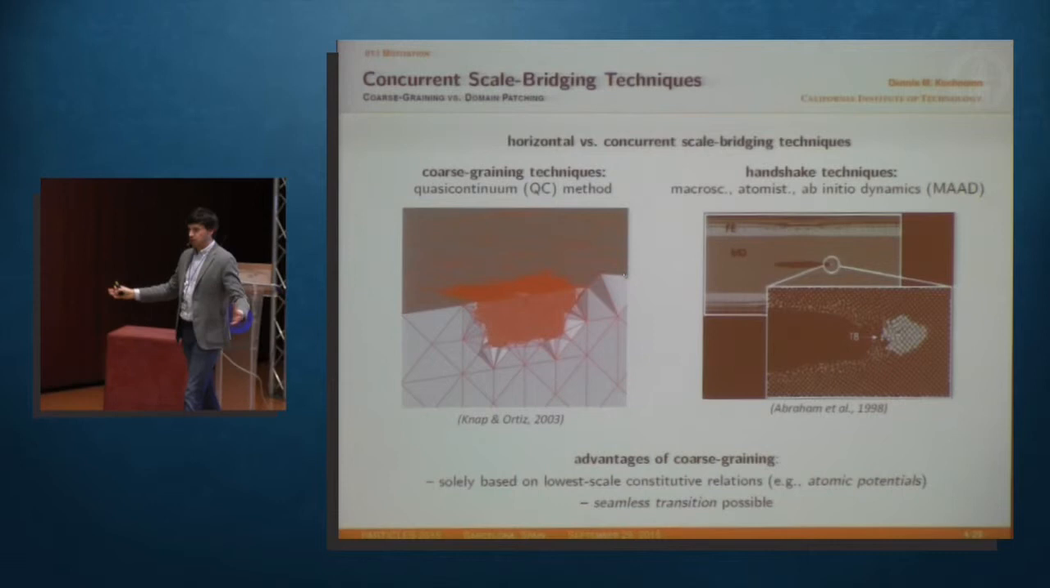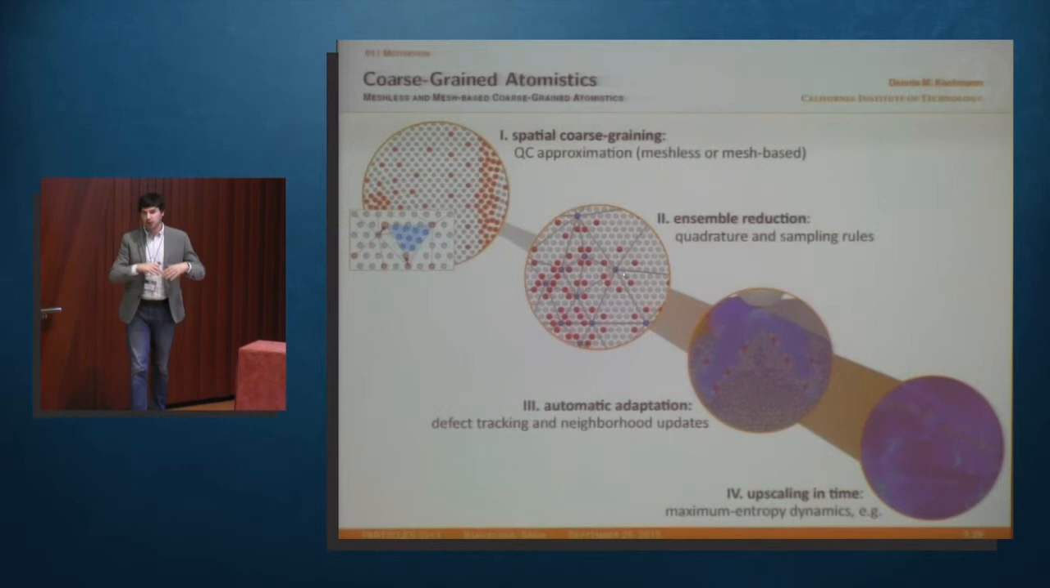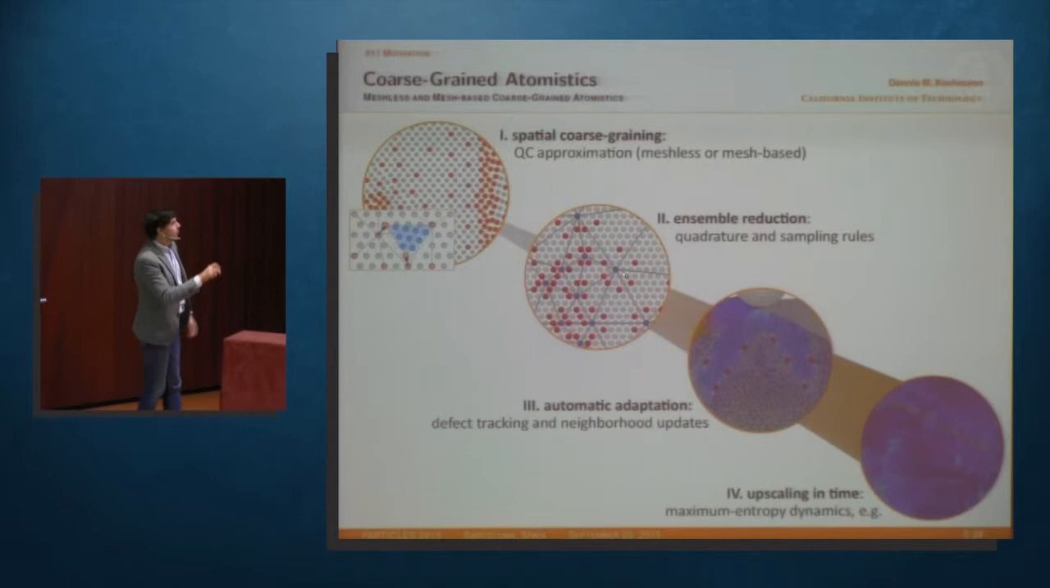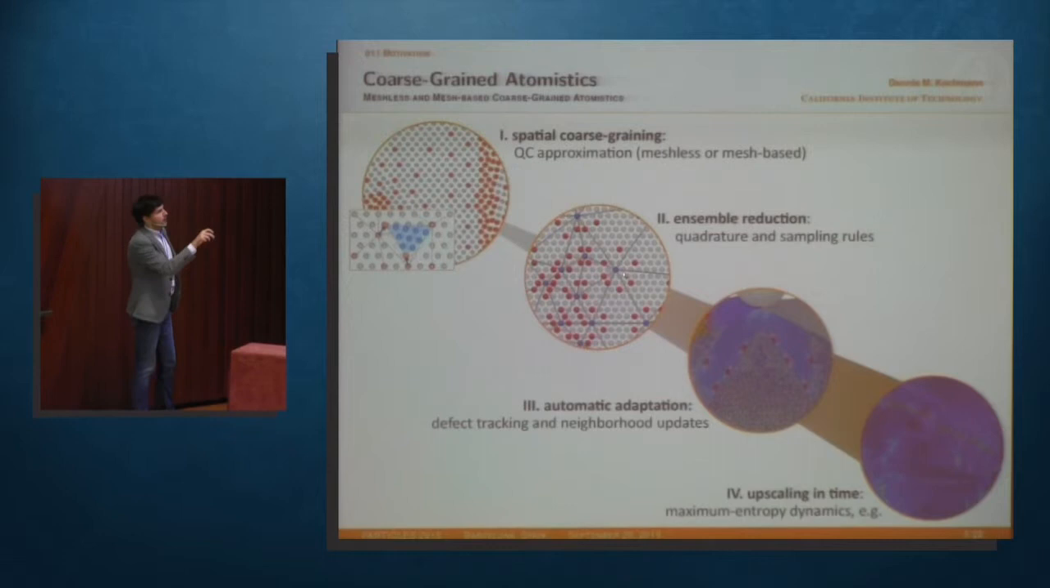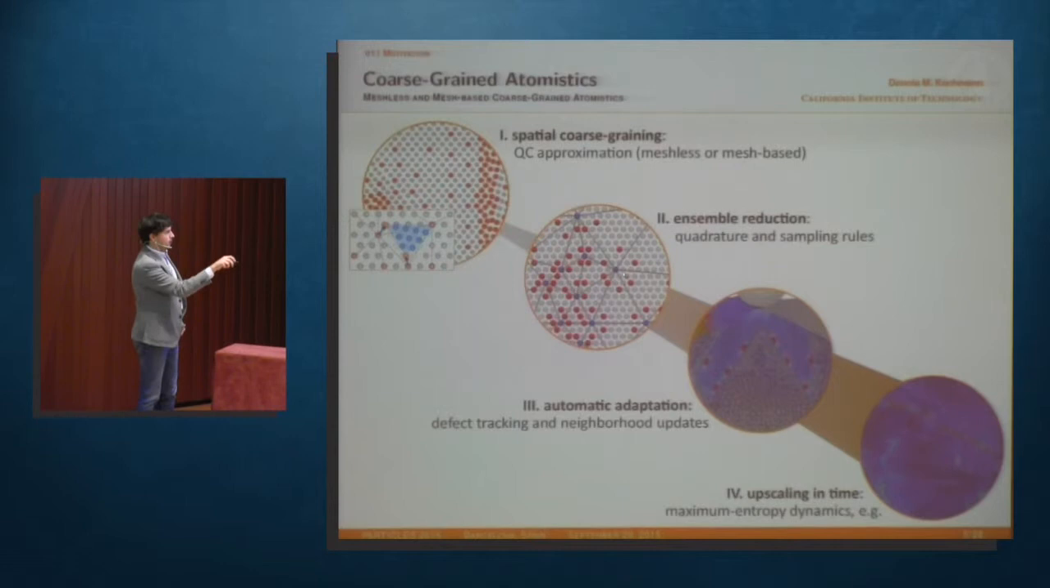Now, how does this work? What I'll talk about, and this at the same time is pretty much the outline of my talk, is first, how do we spatially coarse grain? How do we go from gazillions of particles to just a few? What do we have to do theoretically to still calculate forces correctly and so forth? Then there are a number of computational aspects that I'll talk about, especially automatic model adaptation, which is very tricky. And then I'll show some examples of what we can do with this. And depending on time, I'll also talk about upscaling in time.